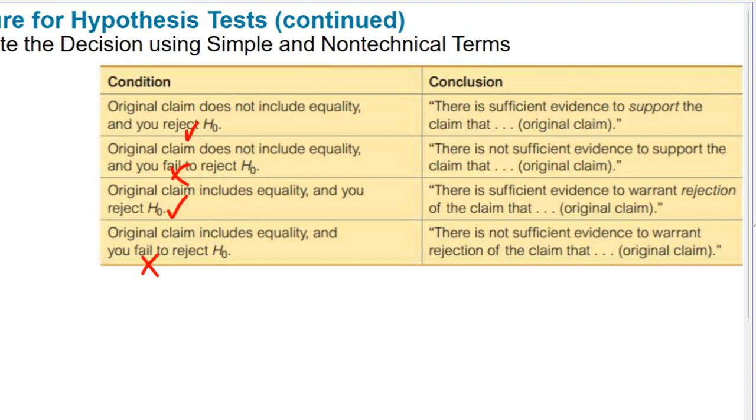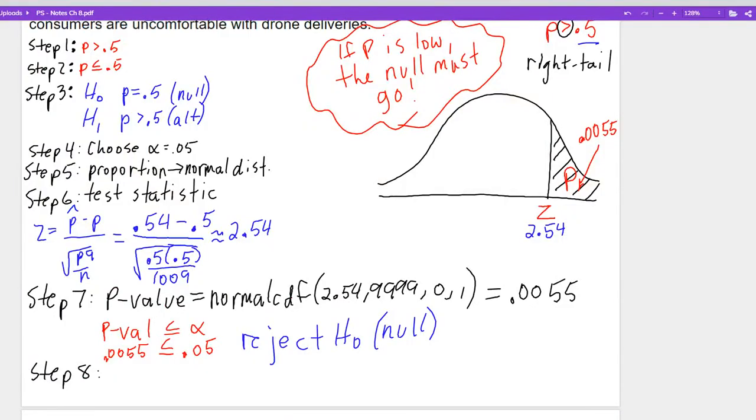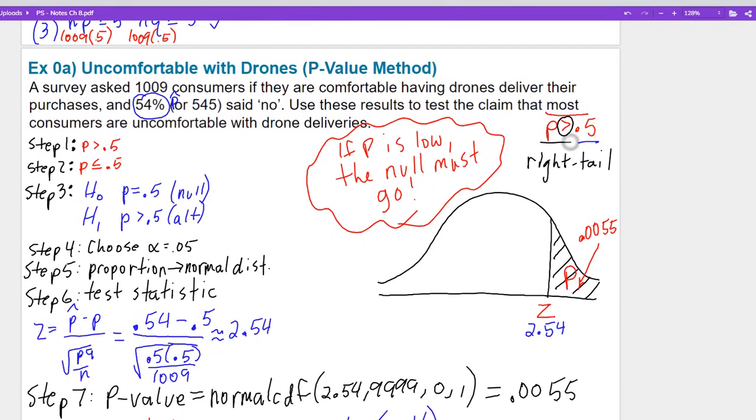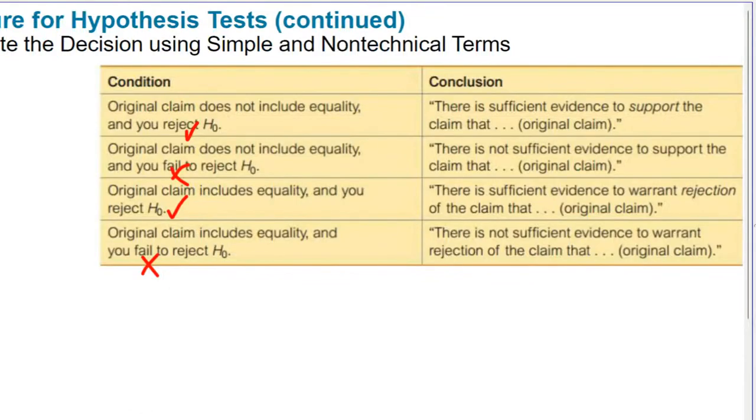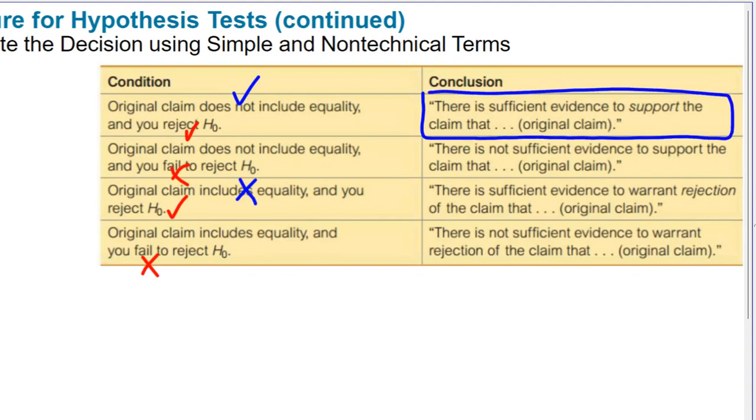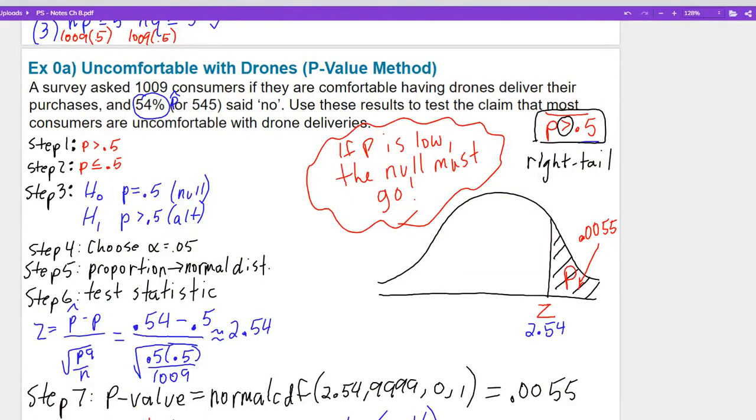But think about the original claim. The original claim does not include equality, and that was this. This was the original claim, right? It does not include equality, and so we're talking about this one and not this one. So your conclusion is going to be language that looks like this. There is sufficient evidence to support the claim that, and then whatever the original claim was. So that's how you have to write your answer. There's sufficient evidence to support the claim that. Let's see if I have enough room for that.